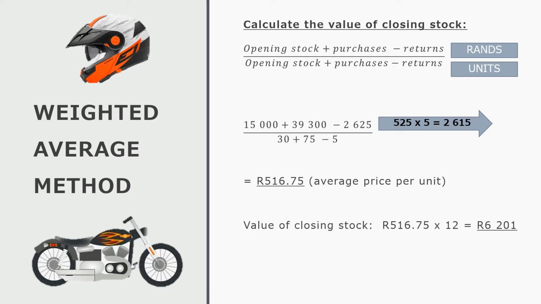Okay, so what is the value of our closing stock then? First we need to calculate what price per unit we are going to value our closing stock at, and that is what we've done there. The average price of our closing stock was 516.75. But we were told that there was 12 units on hand at the end of this 3-month period. So 12 times this average price means that the value of our closing stock is 6,201.